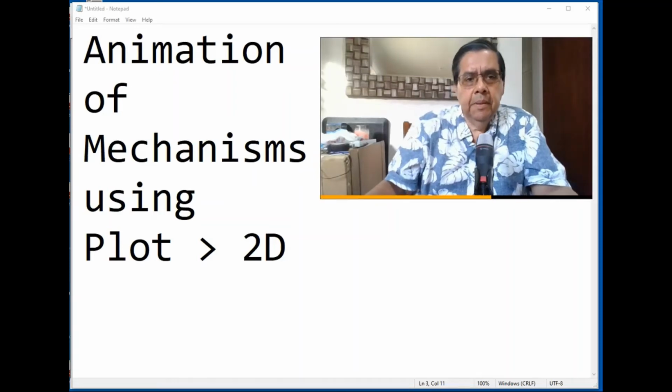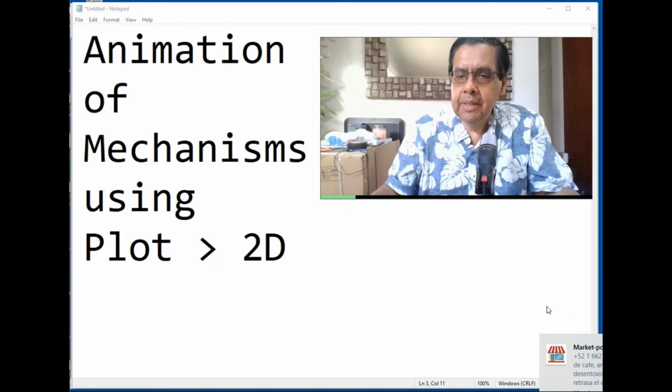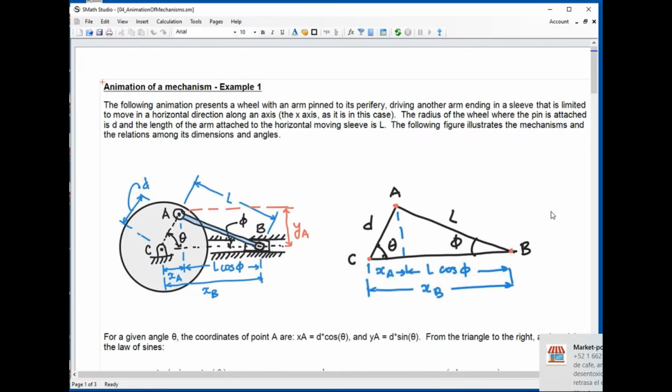In this video, we're going to talk about the animation of mechanisms by using the animation of points that form those mechanisms. And so we're going to start by opening our worksheet.